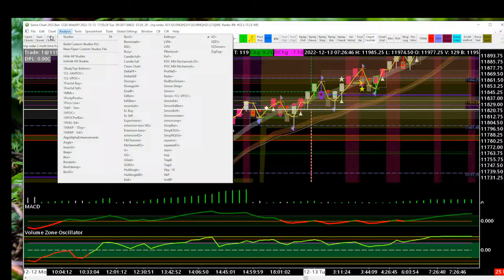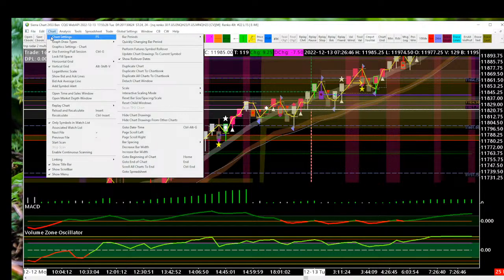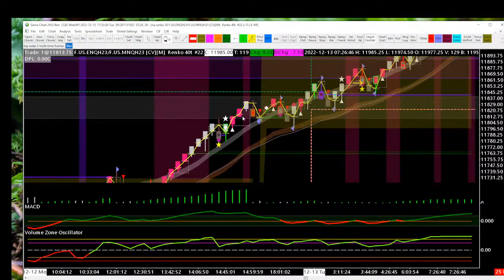Hide. Chart drawings from other charts. Oh, there we go. It is. It's another seller. Oh, hold on. I think that's my phone. Nope. So that was an earlier seller from before CPI.